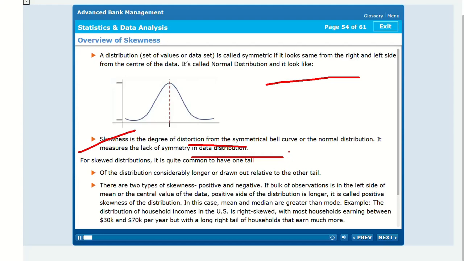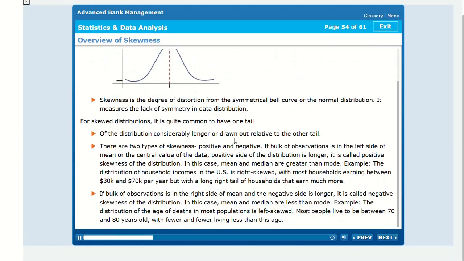For skewed distributions, it is quite common to have one tail of the distribution considerably longer or drawn out relative to the other tail. There are two types of skewness: positive and negative. If the bulk of observations is on the left side of the mean or the central value of the data, and the positive side of the distribution is longer, it is called positive skewness. In this case, mean and median are greater than mode.